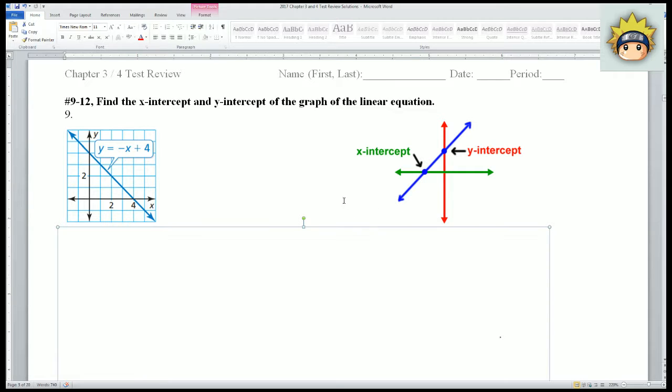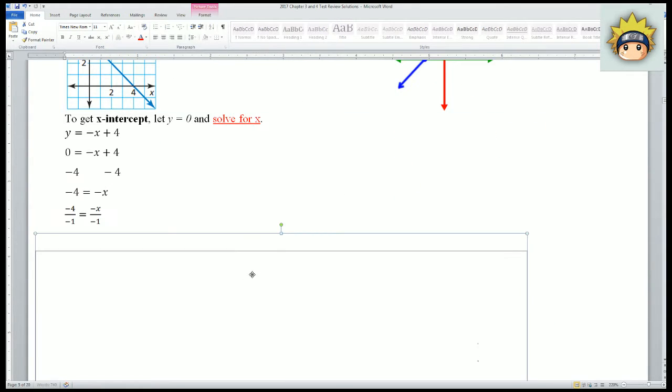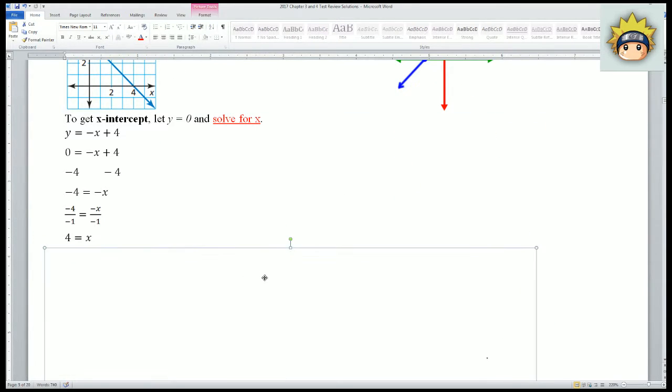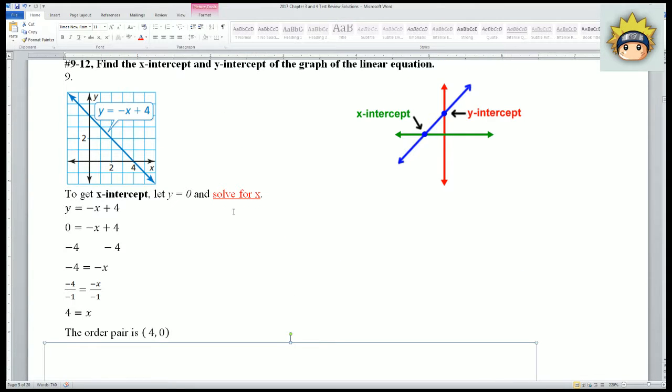Let's see if that mathematically makes sense. To find the x-intercept, you have to let y equal 0 and solve for x. This is a default definition. Because at this point, right here at the x-intercept, the y is 0. So I made the substitution y equals 0 right here. After I make that substitution, I had to solve for x.